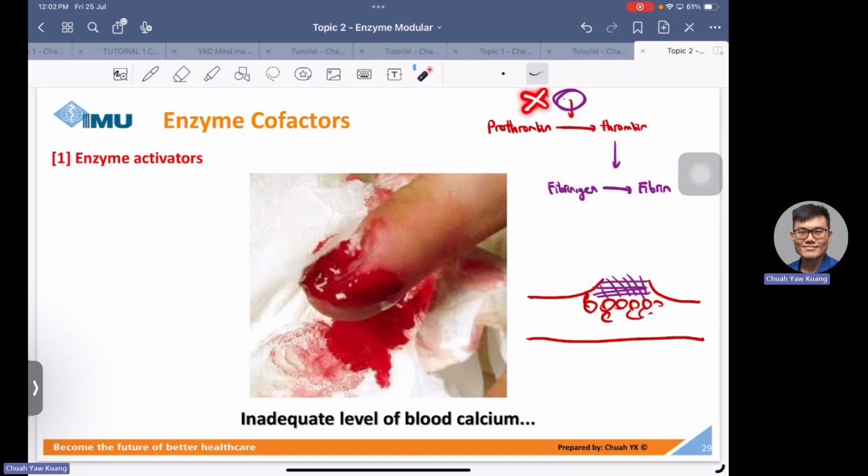If you don't have enough calcium, thrombokinase won't work. Prothrombin will still be changed to thrombin, but it will be super slow, because without the enzyme everything is super slow. So you will keep on bleeding for hours. That's why the enzyme is so important. This is one of the examples that can help you to memorize that.